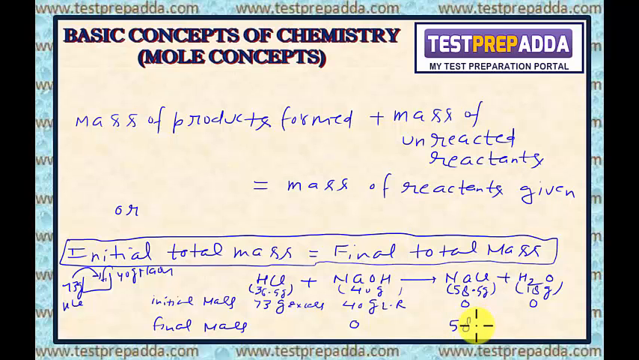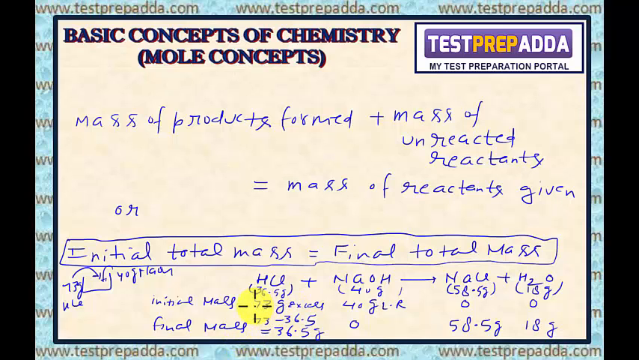So here you will get 58.5 gram of NaCl. 40 gives 18. 40 will give 18. So here H2O 18. Now 40 requires 36.5. Since 36.5 will be consumed HCl, the remaining will be 73 minus 36.5, and this value is 36.5 gram.